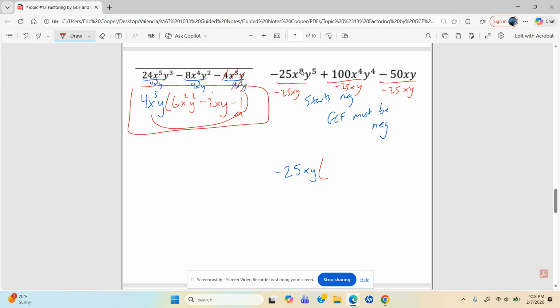Negative 25 divided by negative 25 is 1. x^8 take away 1x is x to the 7th. y^5 minus y^1 is y to the 4th. 100 divided by negative 25 is negative 4. x^4 I take away 1, that's x^3. y^4 take away 1y, that's y^3. Negative 50 divided by negative 25 is positive 2. Here the x's cancel and the y's cancel, so that's all I have left. So make sure if your first term starts negative, then your GCF has to be negative as well.